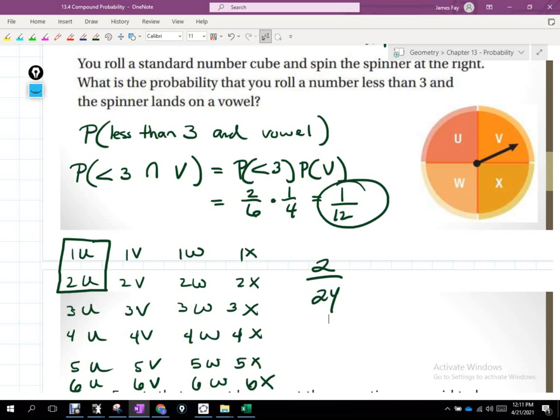I'm going to spin the spinner, but let's say the spinner is all 26 letters, and I ask you, an even number, and it lands on a vowel. Wouldn't that sample space be much bigger? Think about how we did this sample space. How many numbers are on a dice? 6. Okay. How many letters are on my spinner there? 4. Okay. 6 times 4 gives me 24, right?